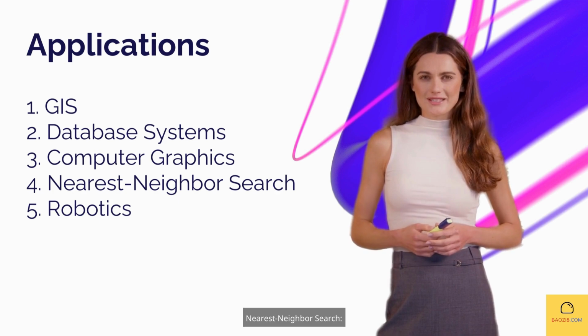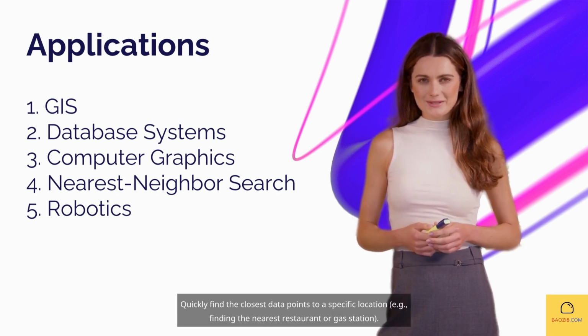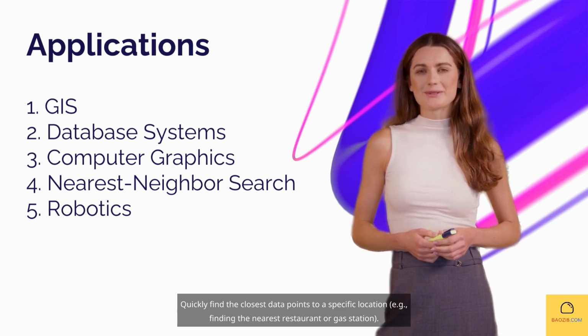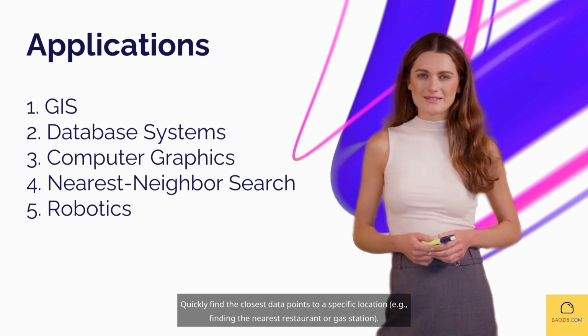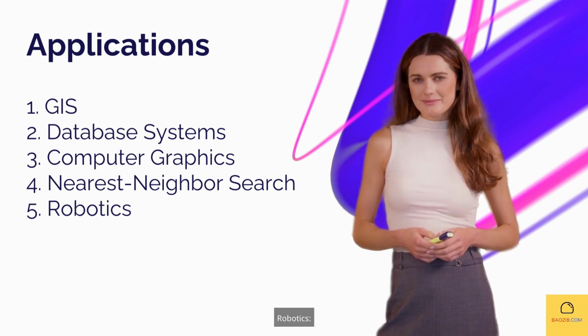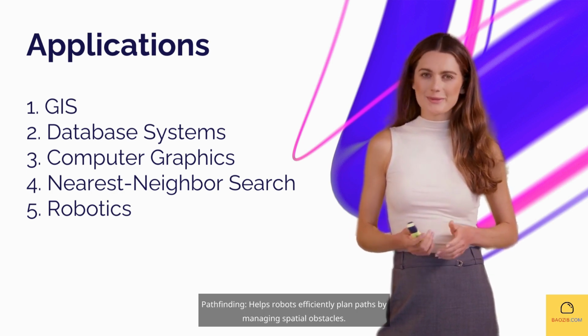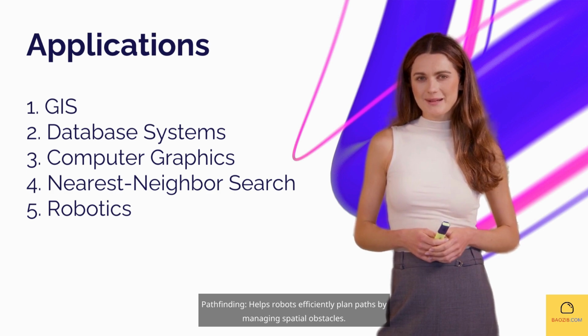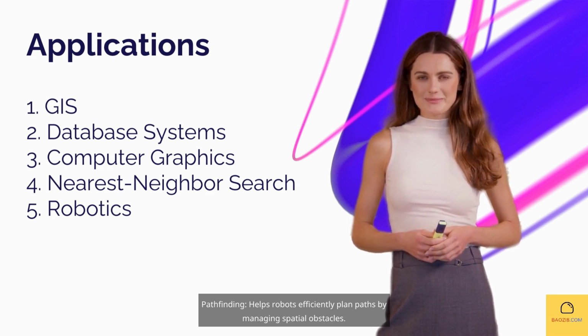4. Nearest neighbor search. Quickly find the closest data points to a specific location, e.g., finding the nearest restaurant or gas station. 5. Robotics. Pathfinding helps robots efficiently plan paths by managing spatial obstacles.